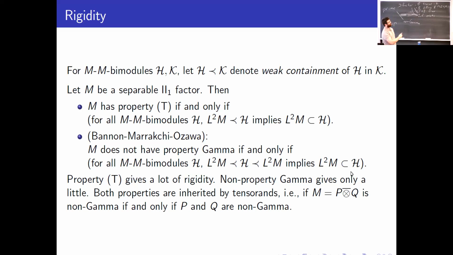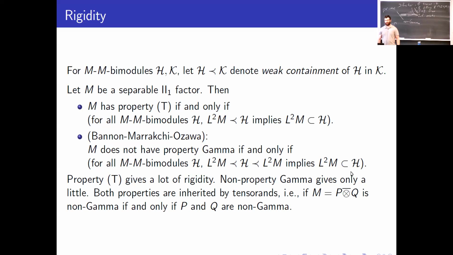Okay, so M as a 2-1 factor has property T if and only if the trivial being weakly contained in any bimodule implies actual containment of the trivial representation. This is like saying that the trivial bimodule is isolated in the space of bimodules. Or in other words, if you're thinking about representations, L2 of M is like the trivial representation. So it's like if you have almost invariant vectors, then you have invariant vectors.